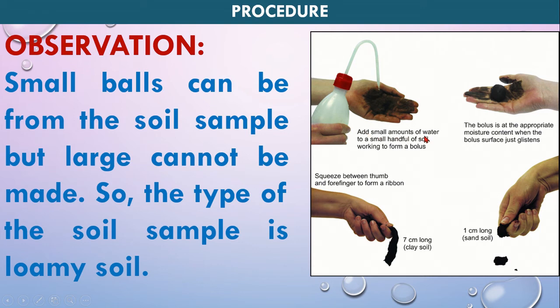Add a small amount of water to a small handful of soil, working to form a bolus. So try to make a ball. The ball is at the appropriate moisture content when the bolus surface just glistens. Then squeeze between thumb and forefinger to form a ribbon. If you can make a ribbon with the soil, that means the soil is clay. If the ribbon is 1 centimeter long, that means the soil will be sandy soil. But in our case small balls can be made from the soil sample, but large ones cannot be made. So the type of soil sample is loamy soil.